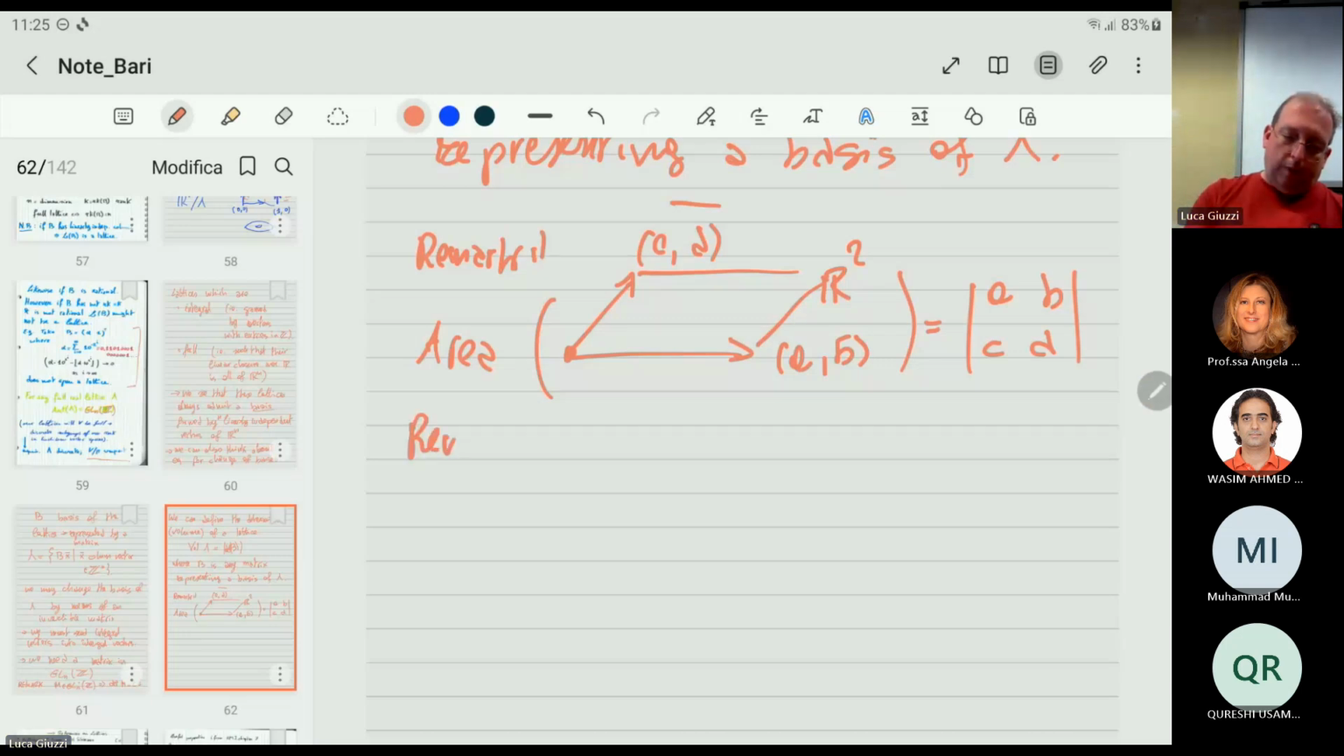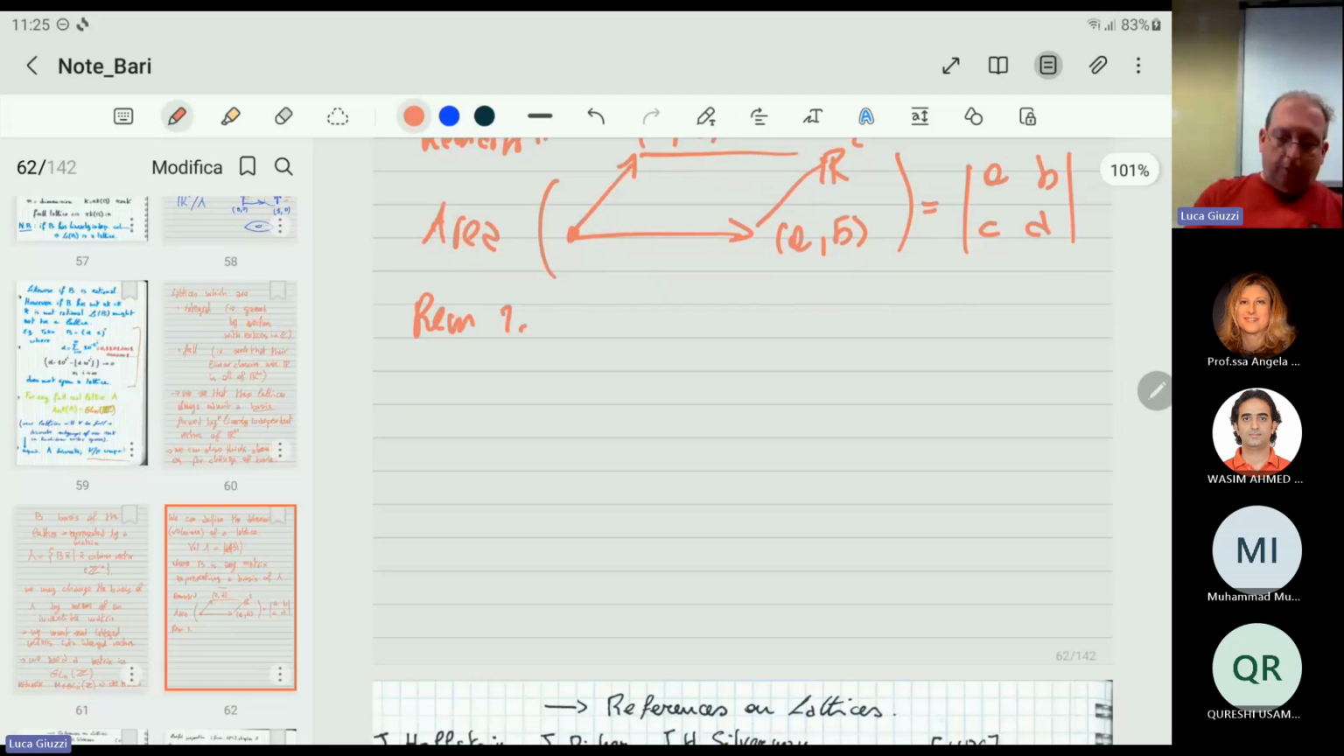Allora, remark two. Here I will just draw a lattice like this. And if we have a lattice like this, perhaps we can generate it by taking these two vectors as a basis for our lattice. And okay, that's fine. And so if we want to see what the volume of the lattice is, it is the area of this square.